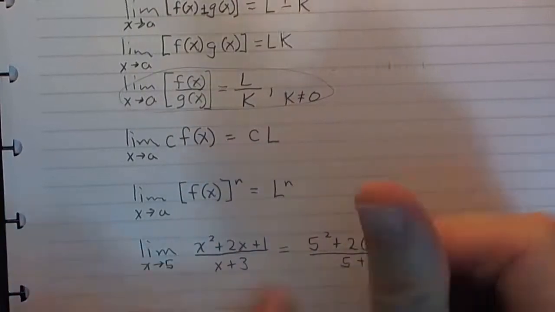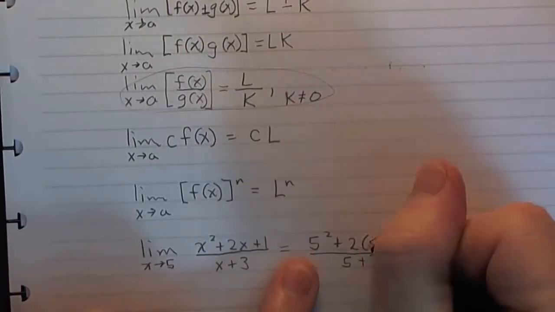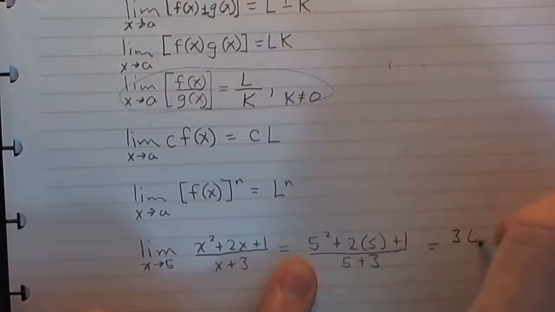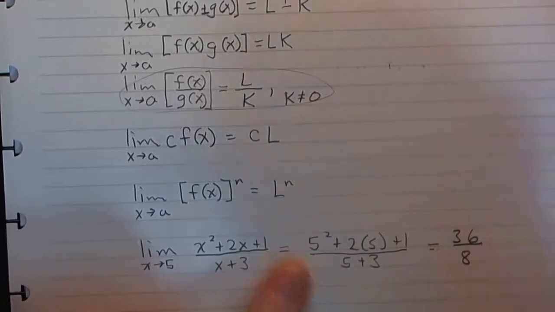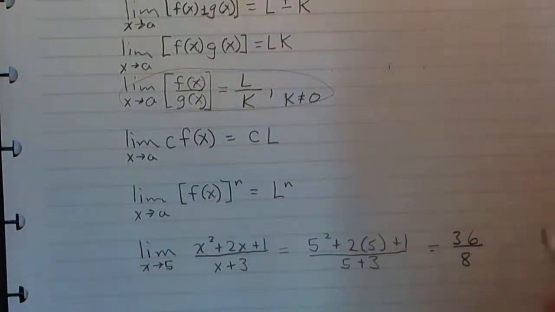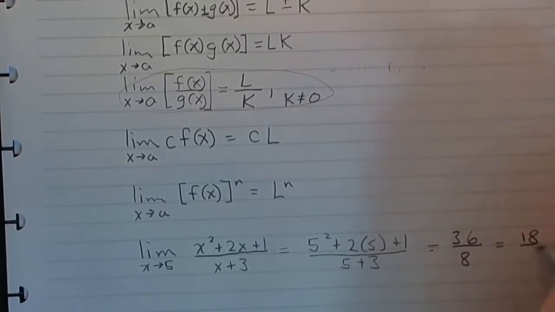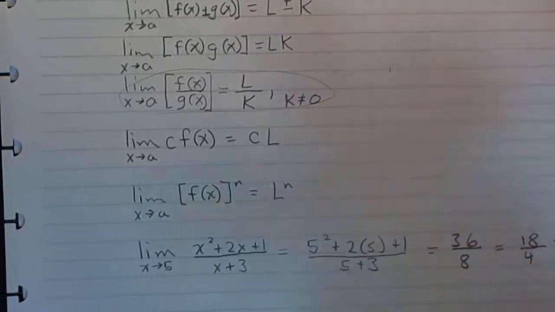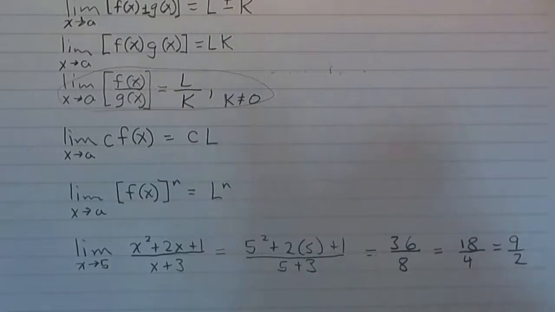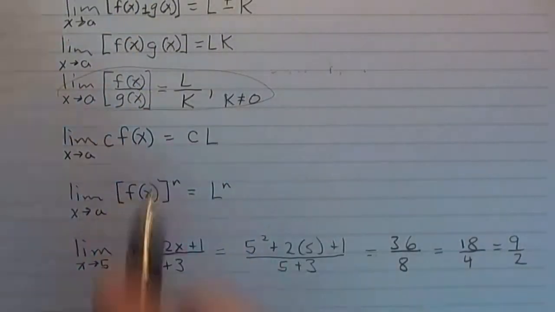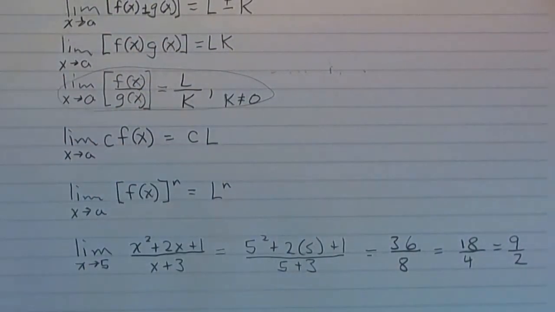And this is going to give us 25 plus 10, 35, 36 over 8. And I guess 2 will go into 36 18 times, and 2 will go into that 4 times. So that's going to be 9 halves, and that's going to be our limit there. So these are some of the properties that give us the authority to just plug in most of the time.